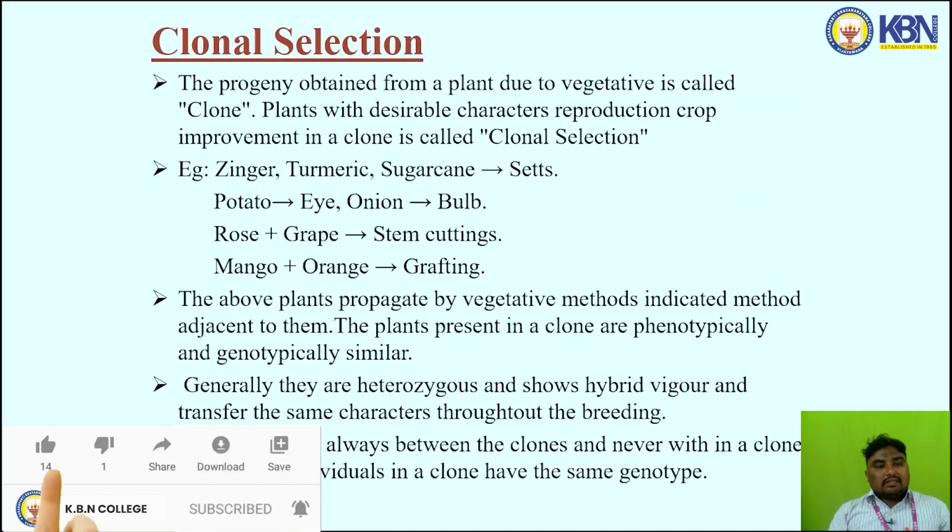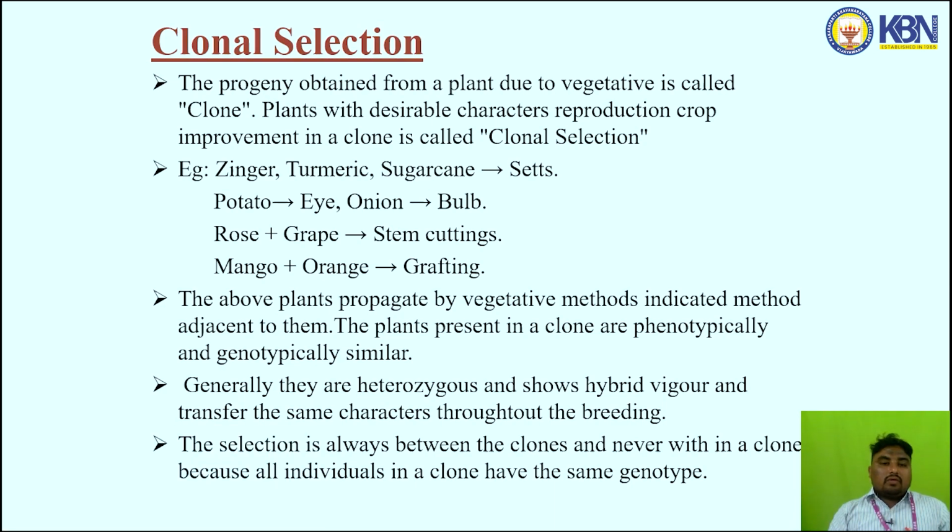Clonal selection. The progeny obtained from a plant through vegetative reproduction is called a clone. Crop improvement by selecting plants with desirable characters in the clone is called clonal selection. Ginger, turmeric and sugarcane are propagated by sets. Potato by eyes, onion by bulb. Rose and grapes by stem cutting. Mango and orange by graft cutting.